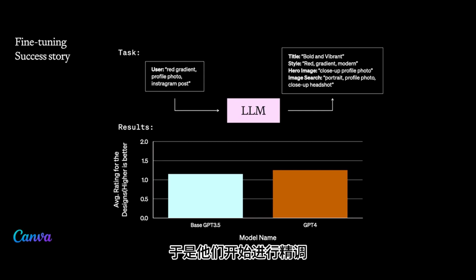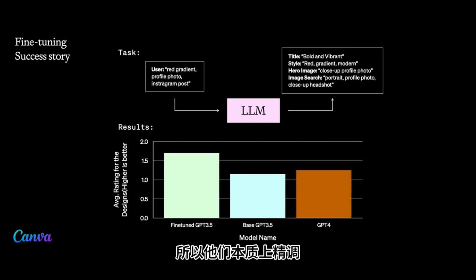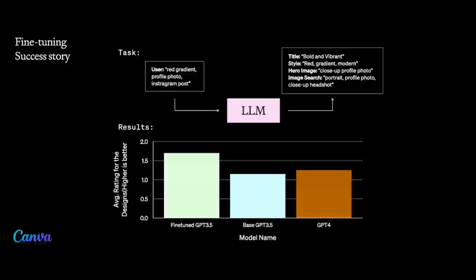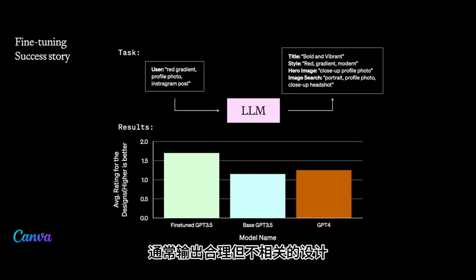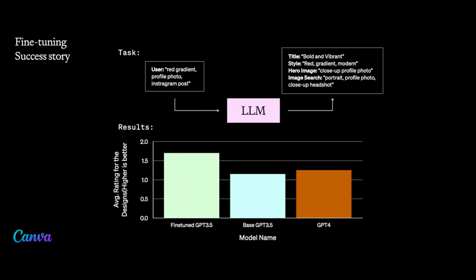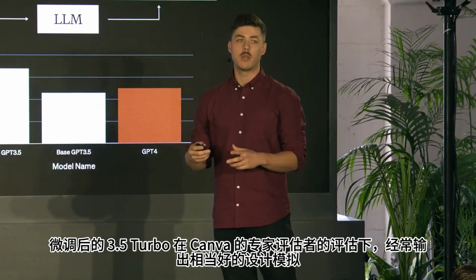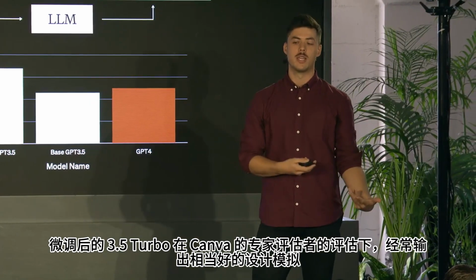So they then went on to fine-tuning. They fine-tuned 3.5 Turbo for this task, and were really blown away by the results, right? It not only beat the base 3.5 Turbo model, but it actually drastically outperformed GPT-4. What we're seeing here on the scale is that while 3.5 Turbo and GPT-4 often output sensible but irrelevant design mocks, fine-tuned 3.5 Turbo was often outputting rather good design mocks when evaluated by expert evaluators within Canva.